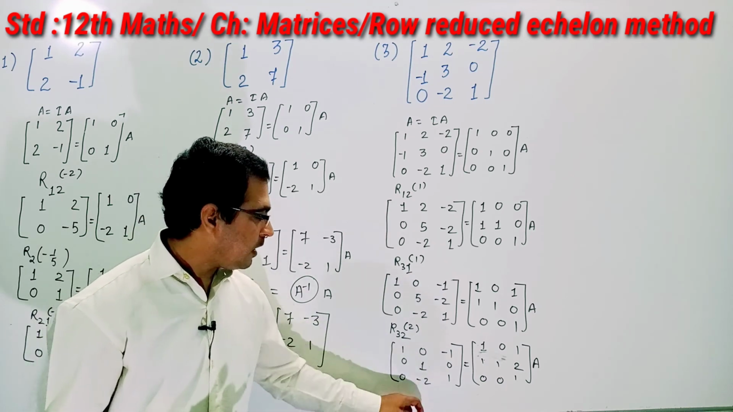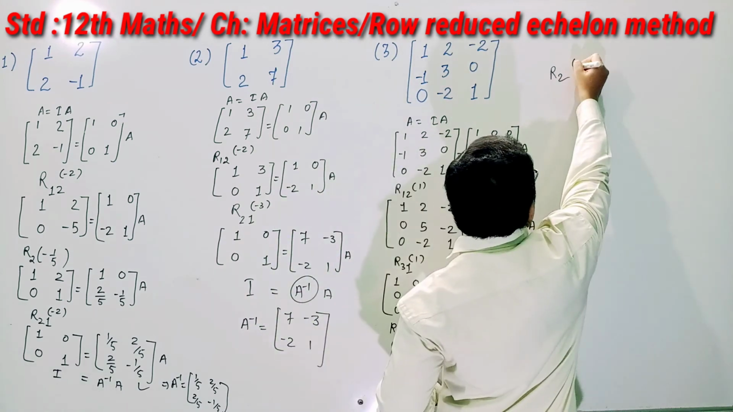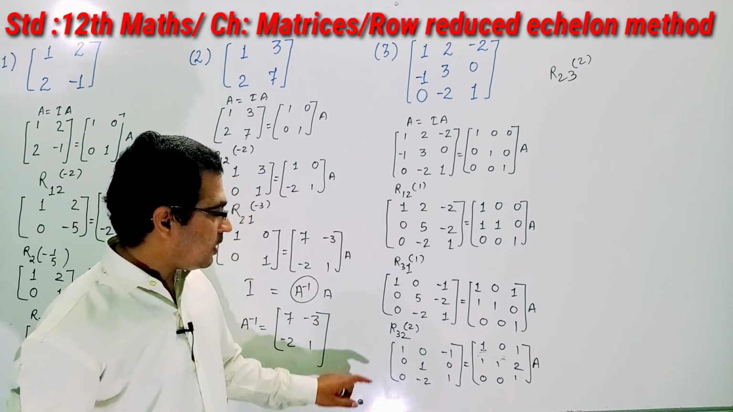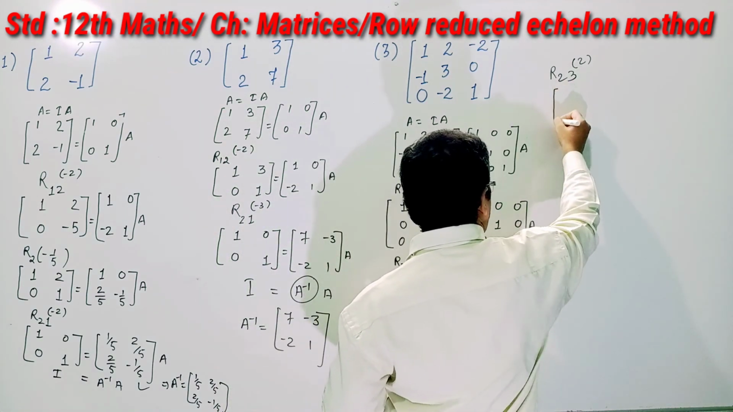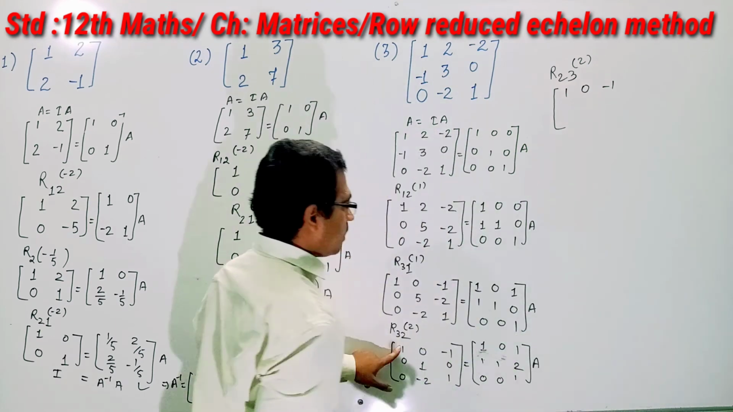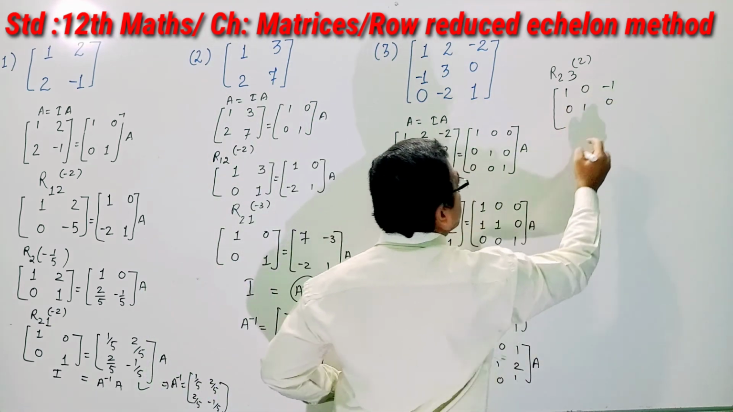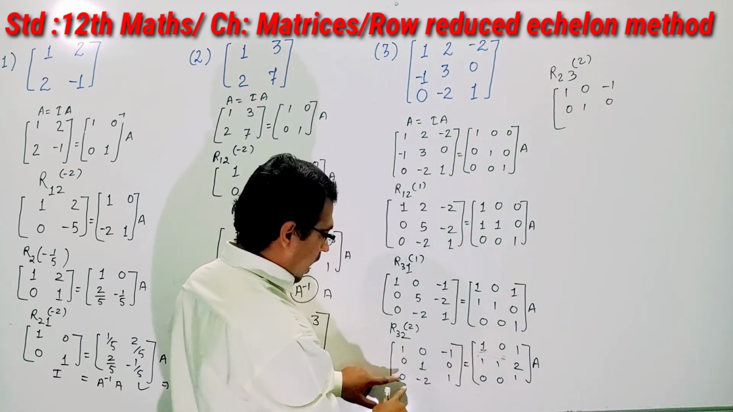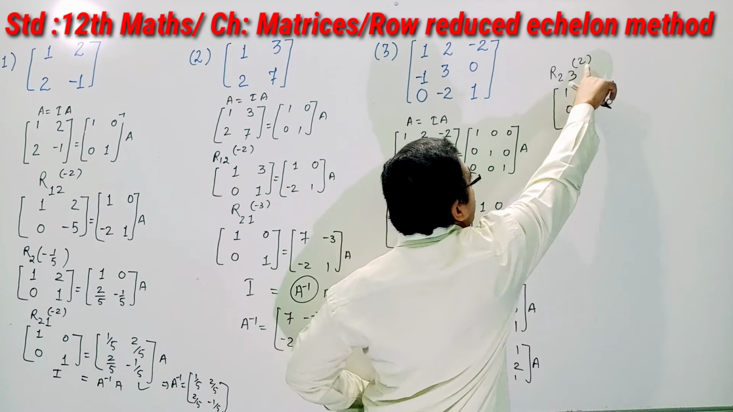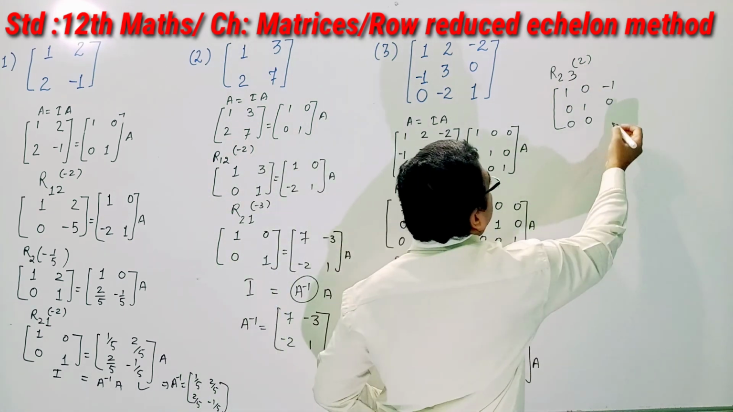So how can you find out 0? If R2, this row, is multiplied by 2 and added to R3, then we will get this element as a 0. So students, here we can write 1, 0, minus 1. You are doing the operation in the third row, which means there will be no change in R2. So 0, 1, 0. Now R2 is to be multiplied by 2 and added to R3. 0 multiplied by 2 and added to 0, there will be 0. Now 1 multiplied by 2 and added to minus 2, there will be 0. Now 0 multiplied by 2 and added to 1, so there will be 1.